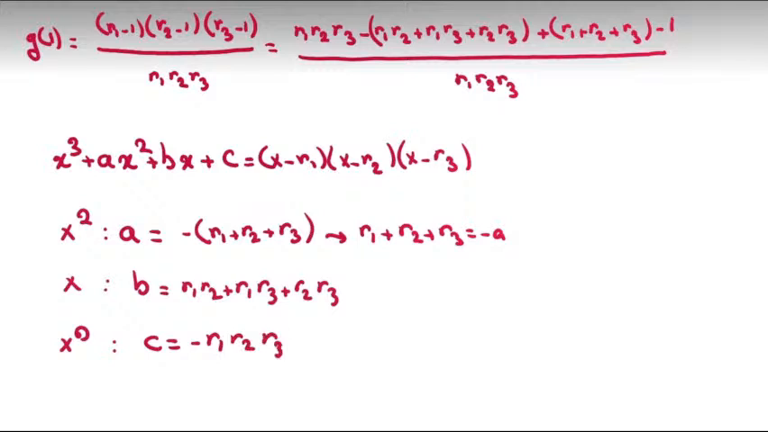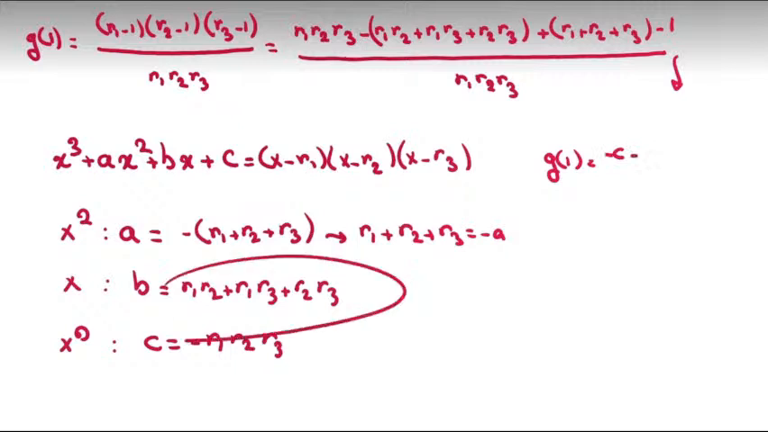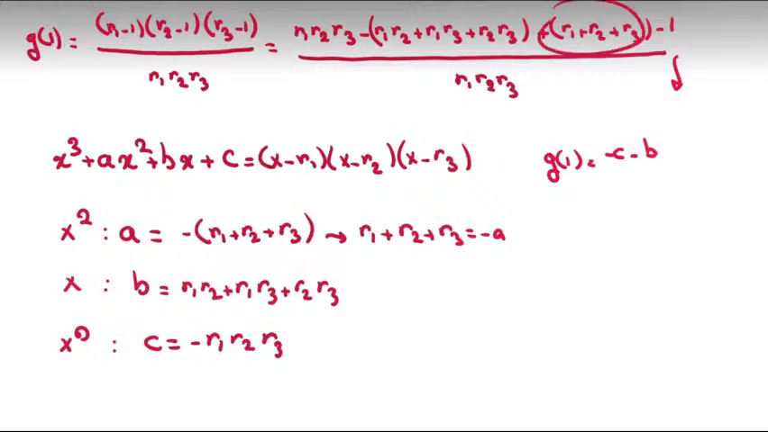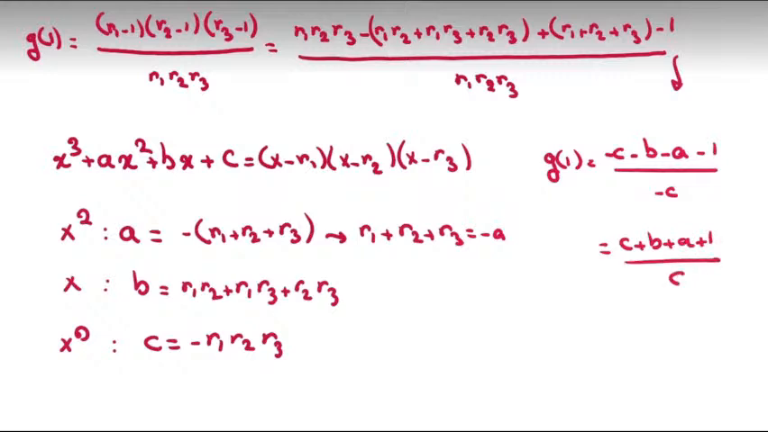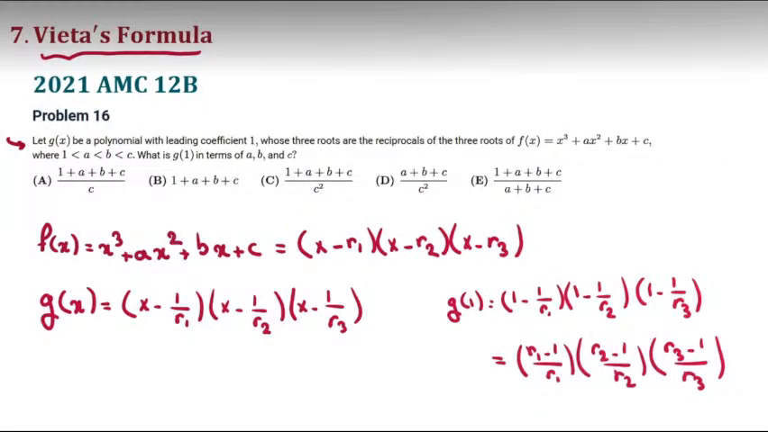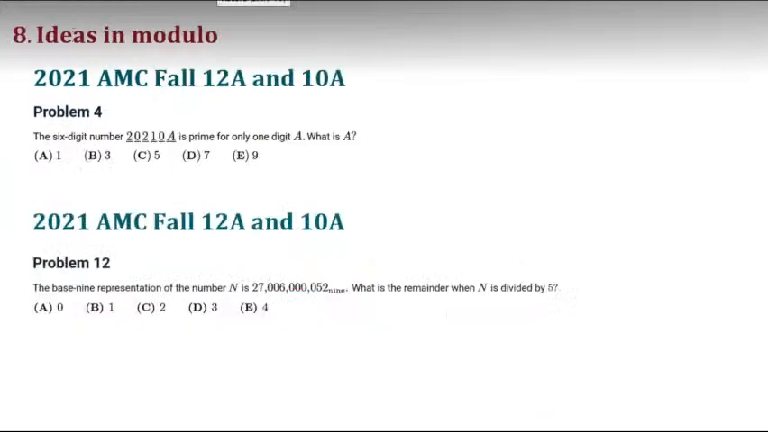Now that we've learned this, from here, g of 1, we know r1 r2 r3 is negative c. This part is b, so negative b. r1 plus r2 plus r3 will be negative a, so we write negative a minus 1, all over r1 r2 r3, which is negative c. So it will be c plus b plus a plus 1 all over c. So the right choice is A.